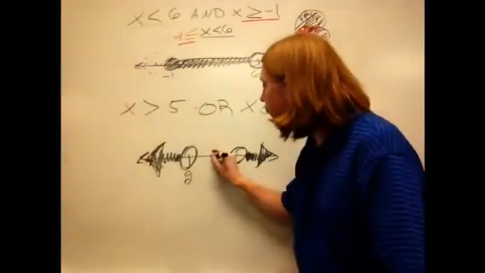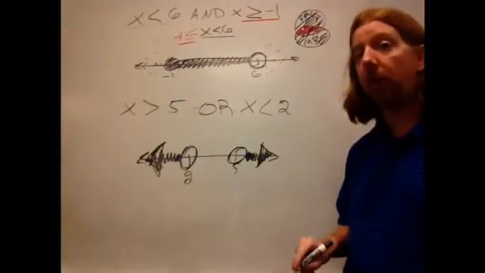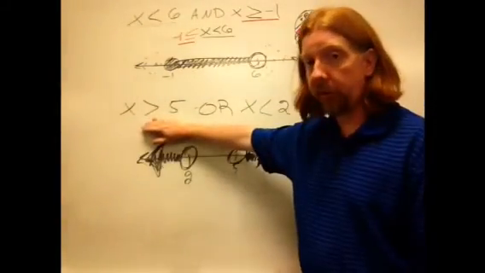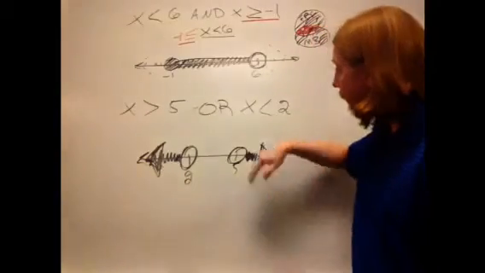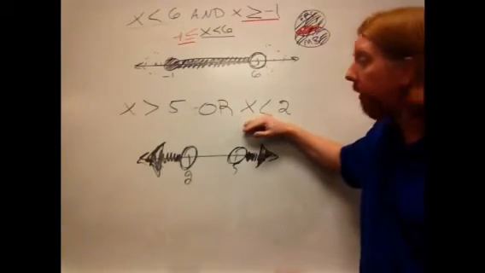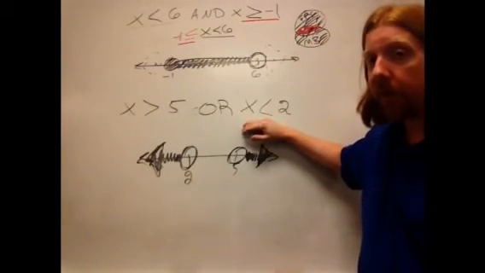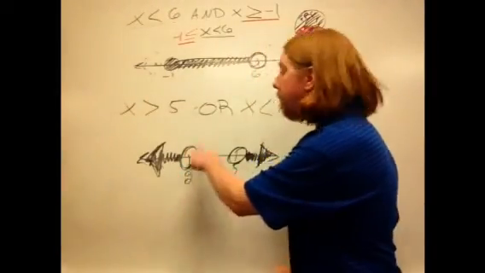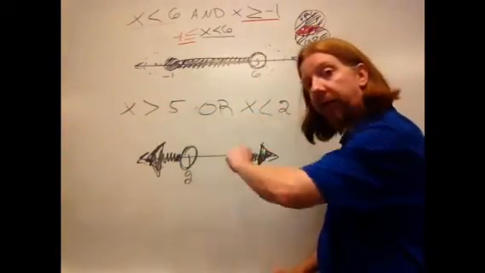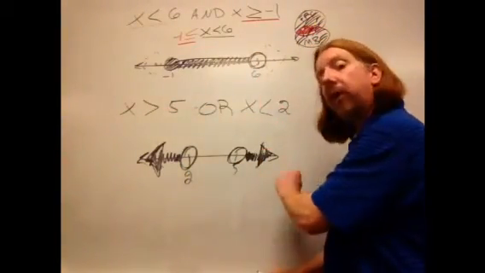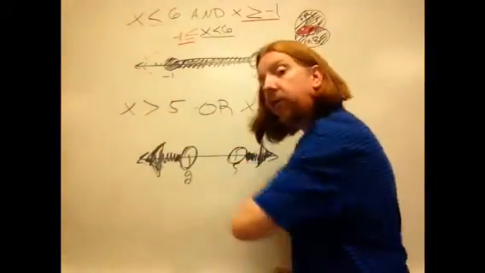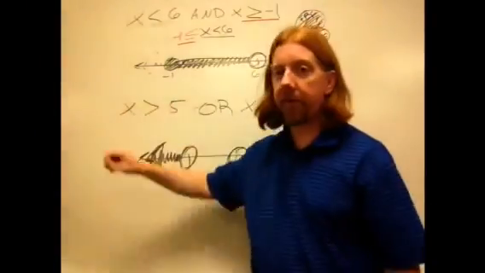What doesn't work are numbers here in the middle, like the number 4. 4 doesn't make this true because 4 is not greater than 5. 4 doesn't make this true because 4 is not less than 2. Numbers like 0 make this one true, so the overall statement is true. Numbers up here like 6 make this true, so the overall statement is true.